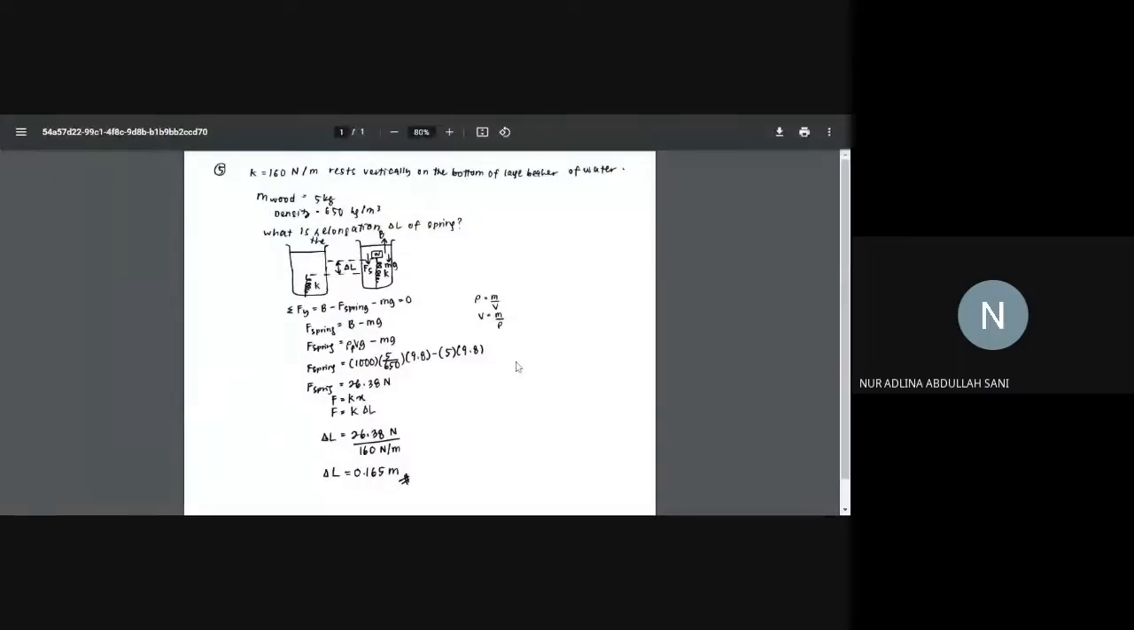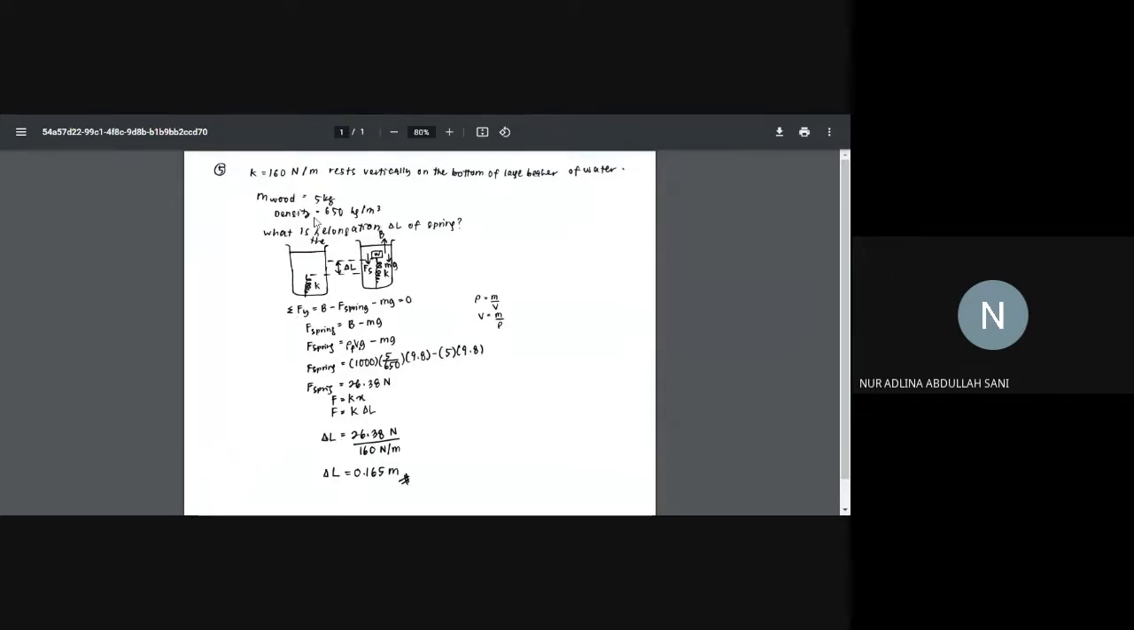Okay, for question 5, a light spring of force constant K equal to 160 rests vertically on the bottom of a large beaker of water. A 5 kg block of wood with density 650 is connected to the spring and the block-spring system is allowed to come to static equilibrium. What is the elongation of the spring?